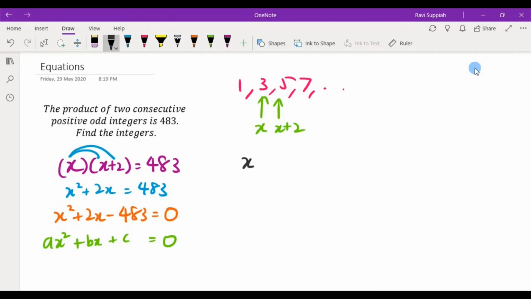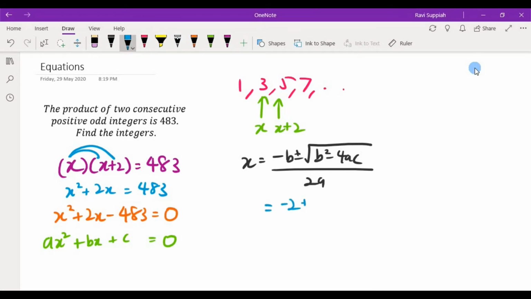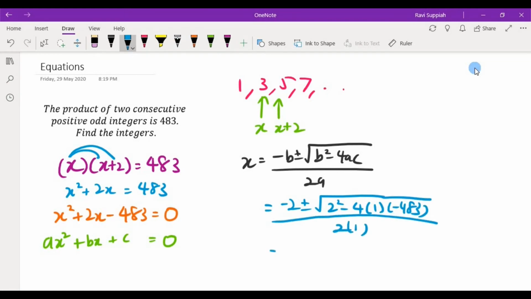Okay, so let's put them into the quadratic formula. x equals minus b plus minus square root of b squared minus 4ac, over 2a. Let's put in the numbers. So minus 2 plus minus square root of 2 squared minus 4 times 1 times negative 483, over 2a, which equals minus 2 plus minus square root of 4 plus 1932, over 2.